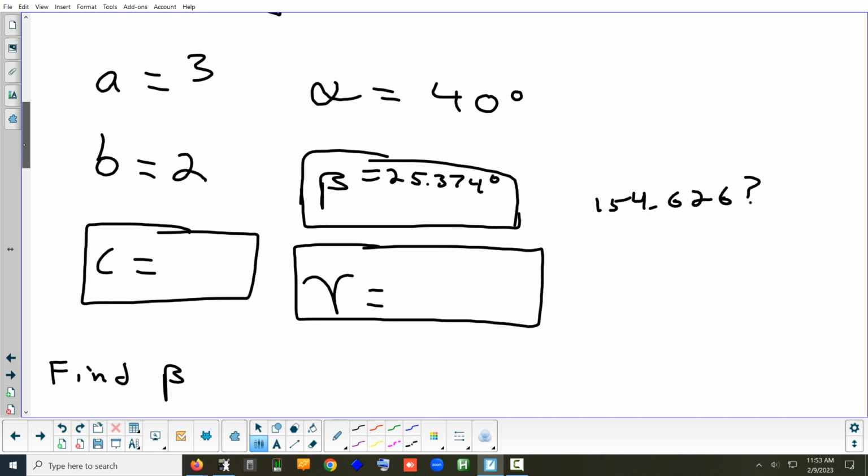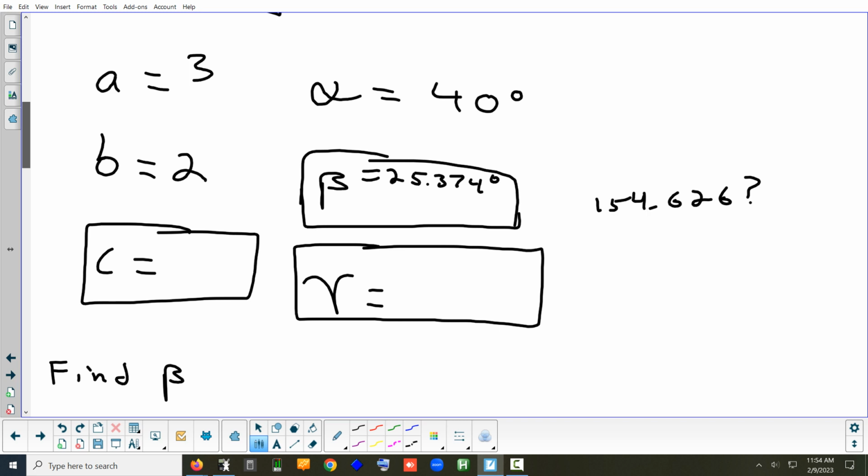We were given the 40. The 40 is given. If you think this is the other angle, then that adds up to 194. So it's too big to work with the 40. So in this case, there is no second answer, which means we can finish this like a normal problem. We don't have to look for a second answer for gamma or for C.